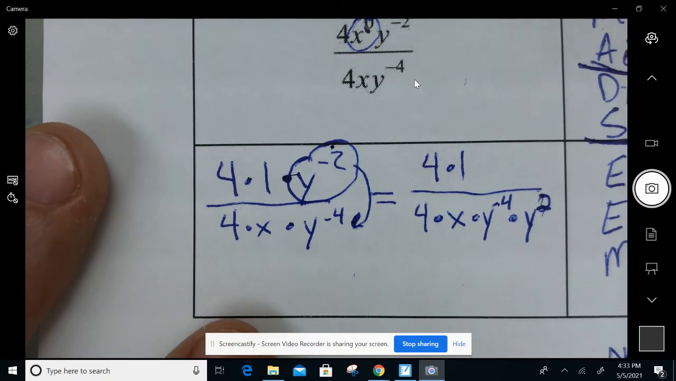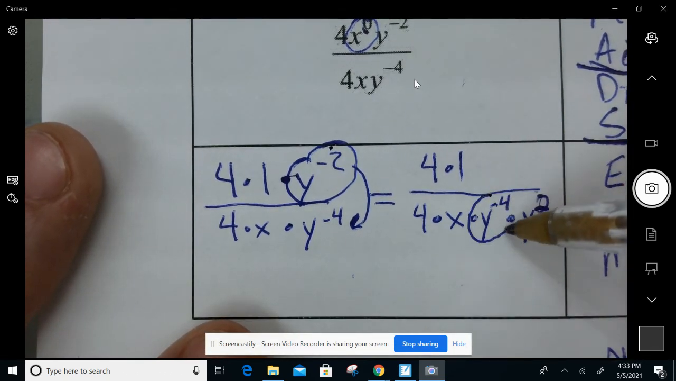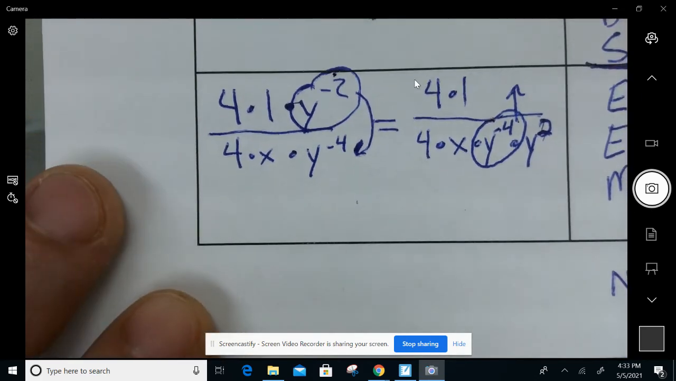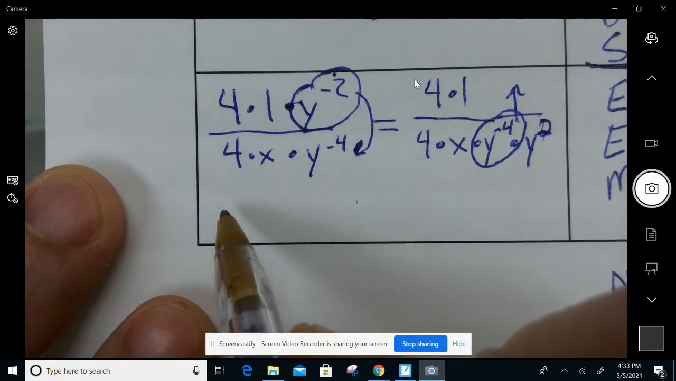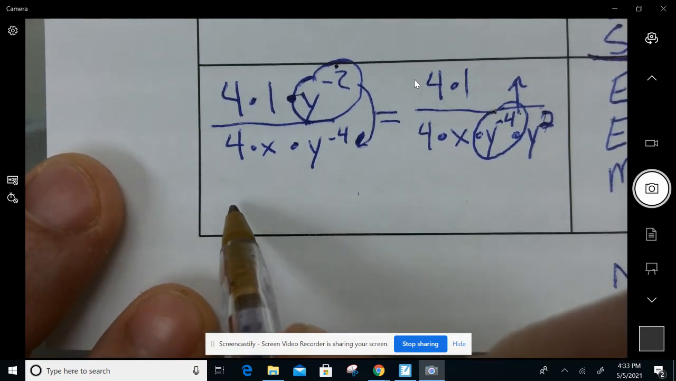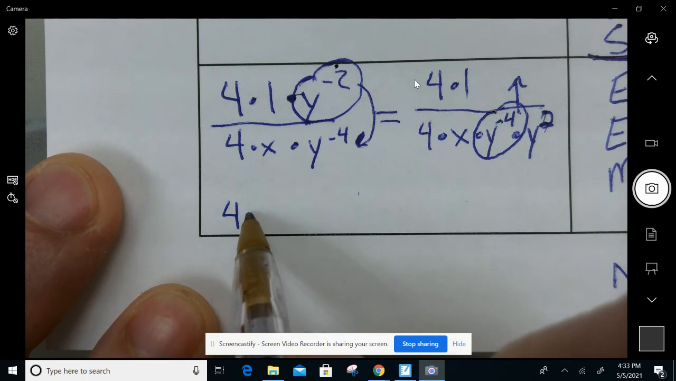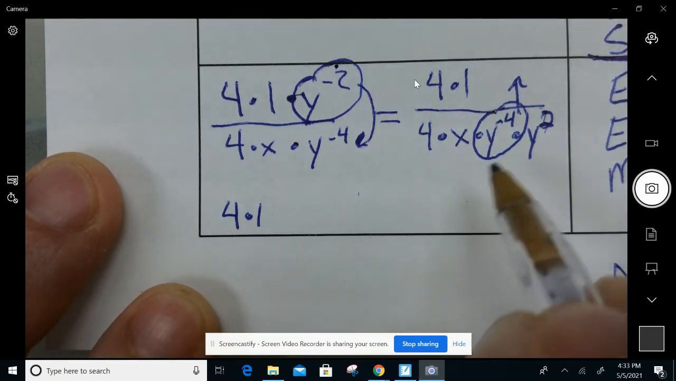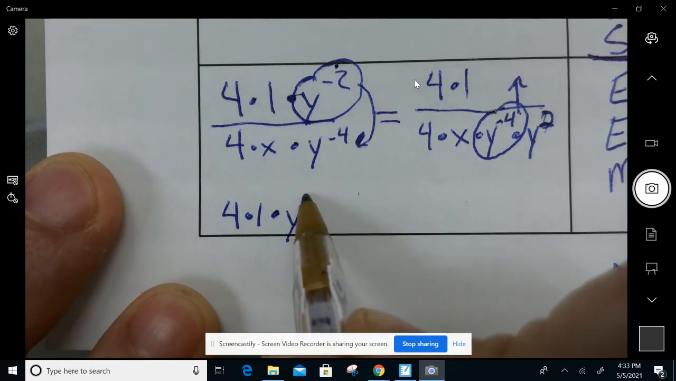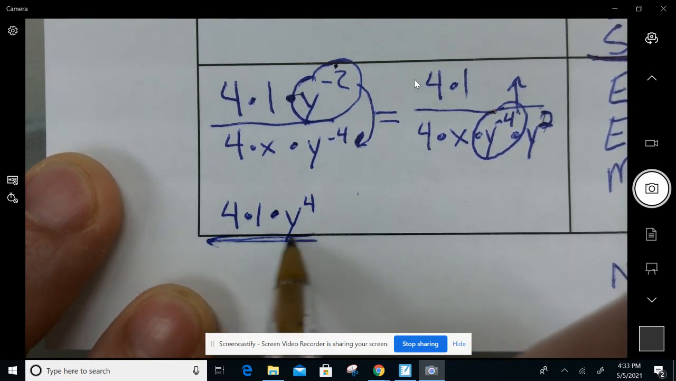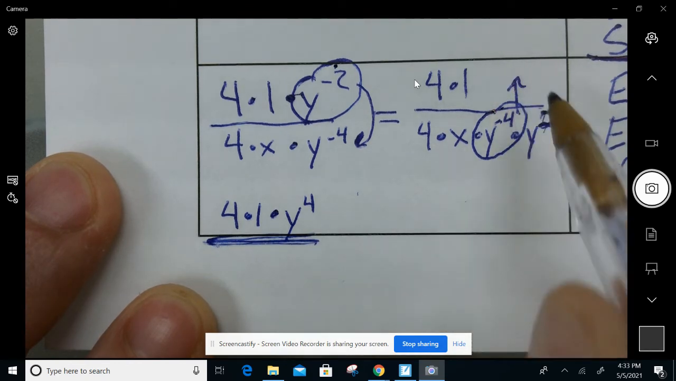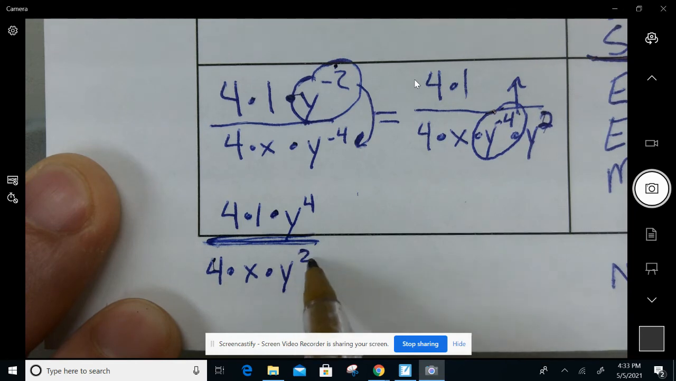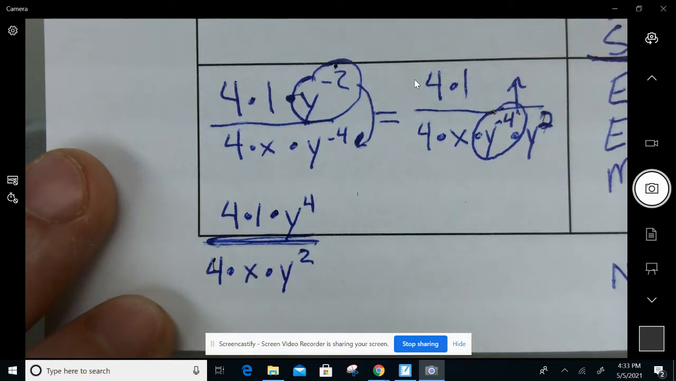We have to do the same thing with this now. Y to the negative 4 needs to move up to the top. Okay? So let's rewrite. You got 4, and I'll keep the times 1. We can probably get rid of that at some point. 4 times 1 is just 4. But, and then y to the 4th. It moved. All right? But everything on the bottom then is still there. All right?